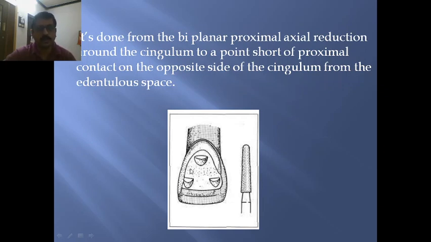So from one side to the other, this is the edentulous space. Here we make it completely, and on the opposite side of the edentulous space, that is here, we make it at a point just short of proximal contact. Here we have the proximal contact, so just short of that proximal contact, we make it on the opposite side of the edentulous space.